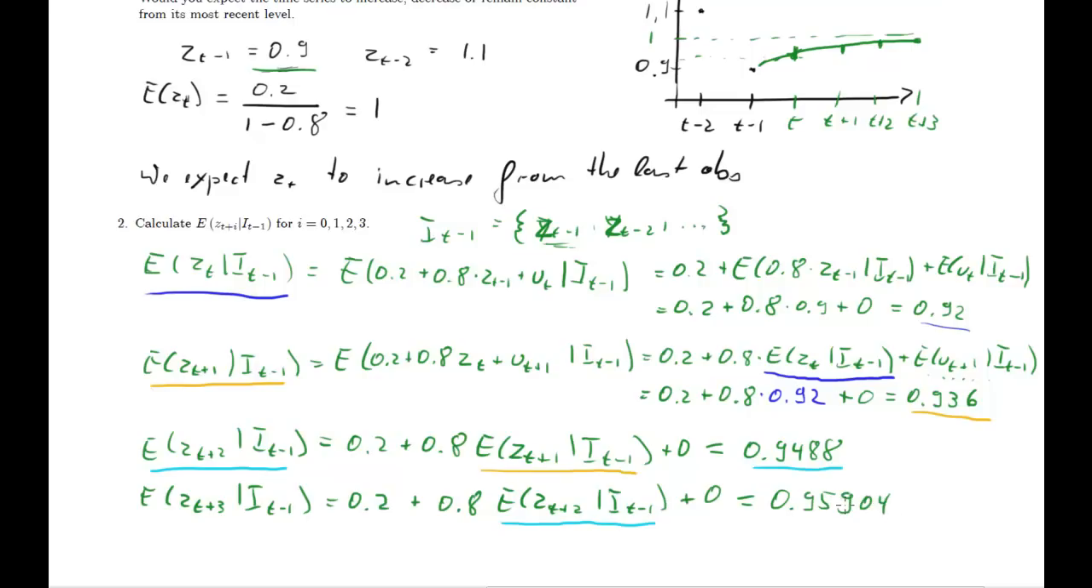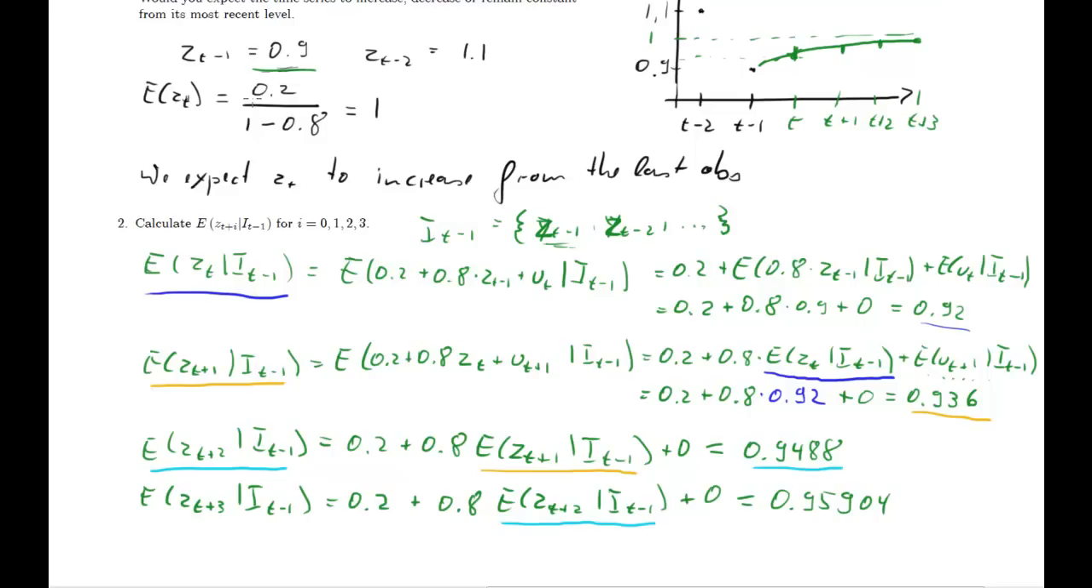0.95904. So if you now look at these values, we go from our current value of 0.9, we expect 0.92, 0.936, 0.9488, 0.95904, so we are slowly approaching a value of 1. But you can see it's quite slow.